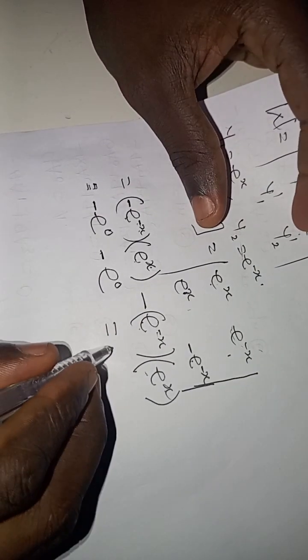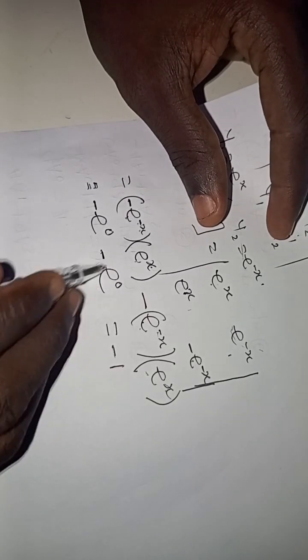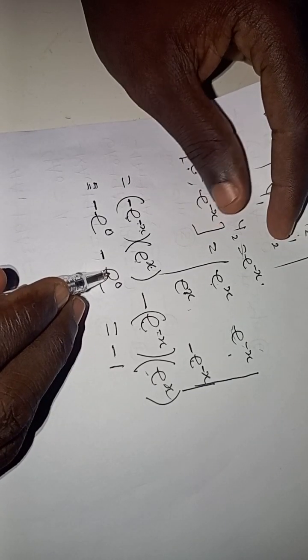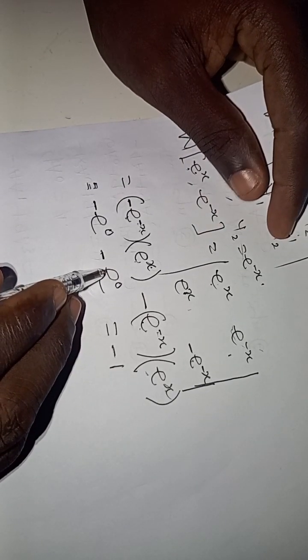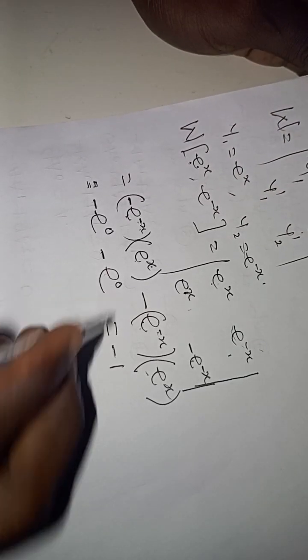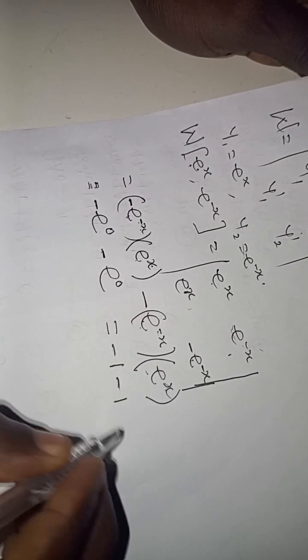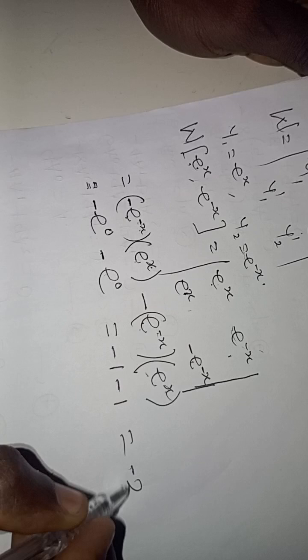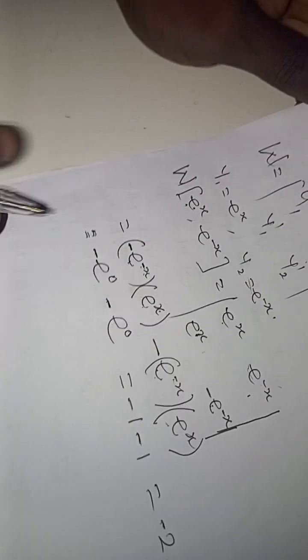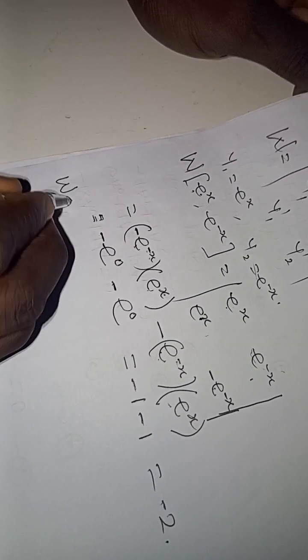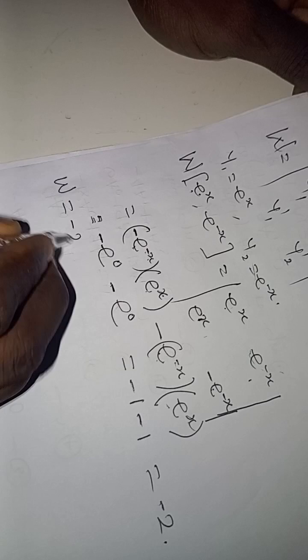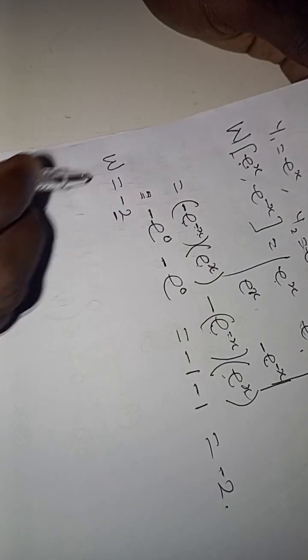So I have my minus sign here. This is minus 1. And this is also 1, because anything raised to power 0 is 1, apart from 0 to power 0. So I also have my minus 1 here, which is going to give me minus 2. Alright, so the Wronskian W here is equal to minus 2. So we are going to keep this aside.